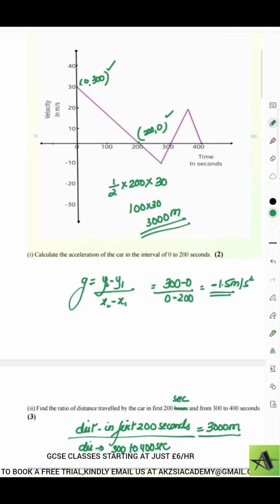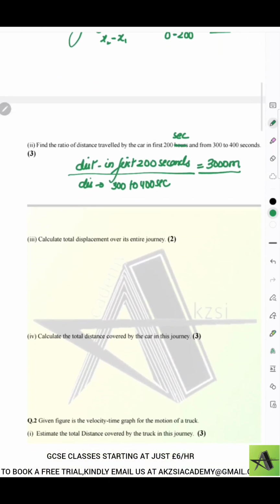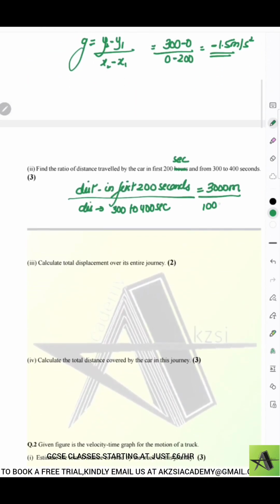Now over 300 to 400 seconds, that means between this one. So we have to calculate this height, which is 20, and this base is 100. So half times base, 100, times height, 20, is 1000. So between this is 1000 meters. So the ratio is 3.